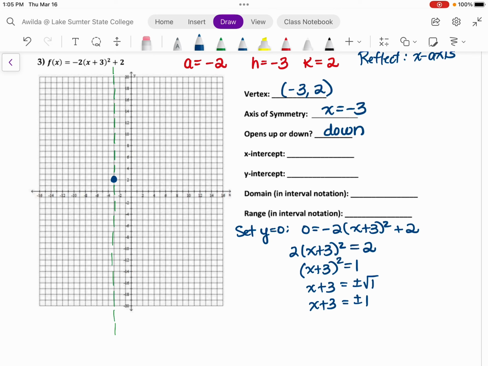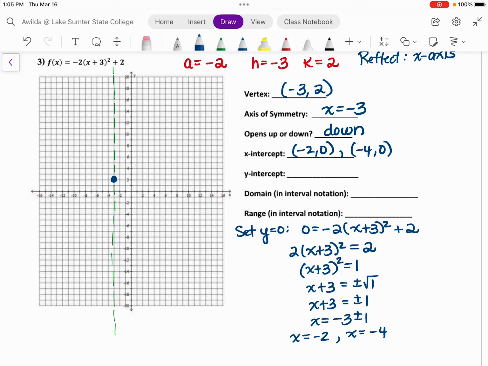Subtracting 3 from both sides, we get that x is equal to -3 plus or minus 1, which gives us that either x is equal to -2 or that x is equal to -4. That means we have two x-intercepts at -2, 0 and at -4, 0.